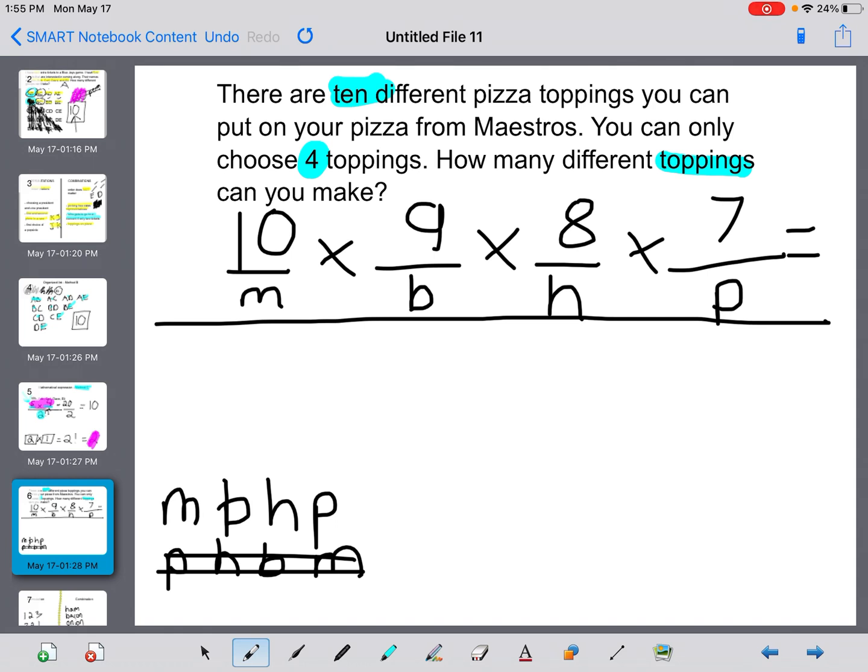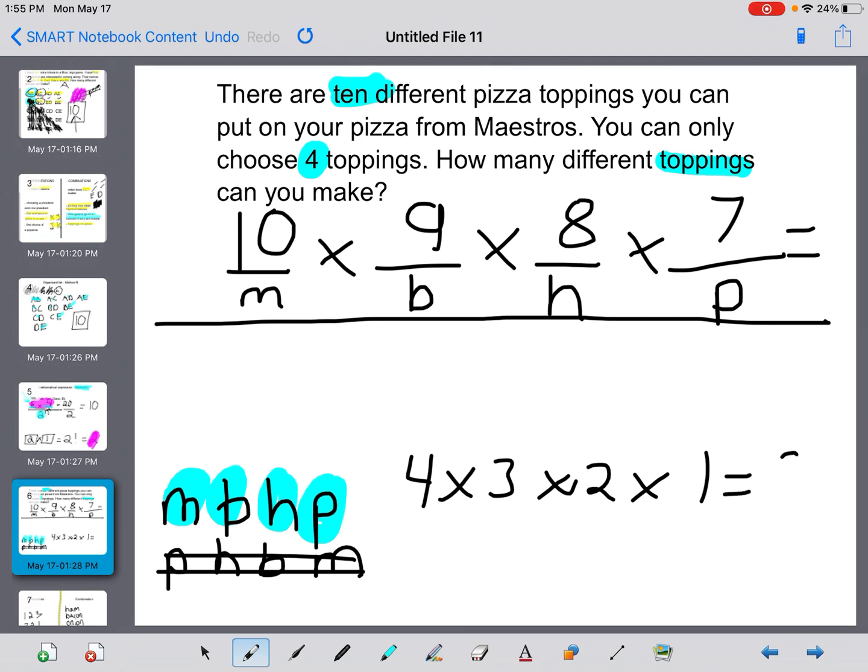Now remember, there's two ways to figure that out. I'm going to ask myself, how many different ways can I arrange these 4 toppings? Well, I can go like this. 4 times 3 times 2 times 1. 4 times 3 is 12. 12 times 2 is 24. So I'm actually going to divide by 24, or I can write it like this. I'm going to divide by 4 factorial.